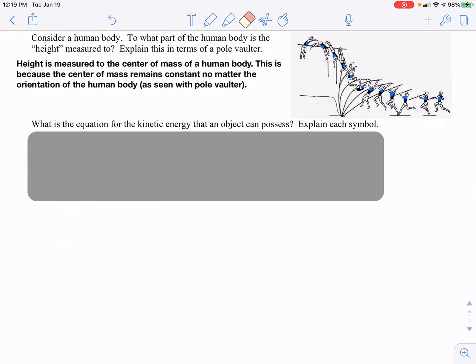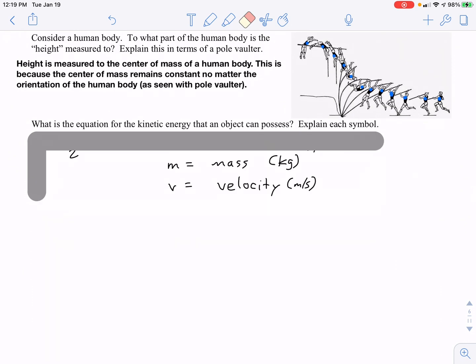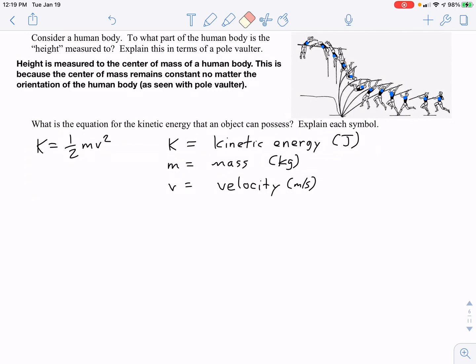What is the equation for kinetic energy that an object can possess? K is the variable we use for kinetic energy, and that is equal to 1/2 mv squared. K is recorded in joules, m is the mass again in kilograms, and v is the velocity in meters per second.